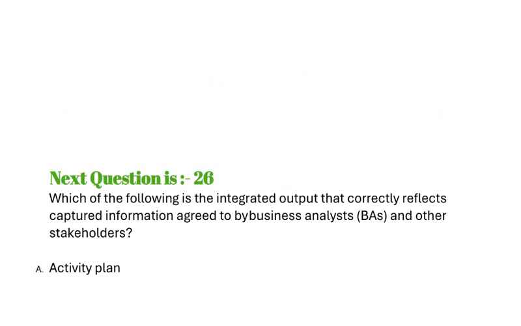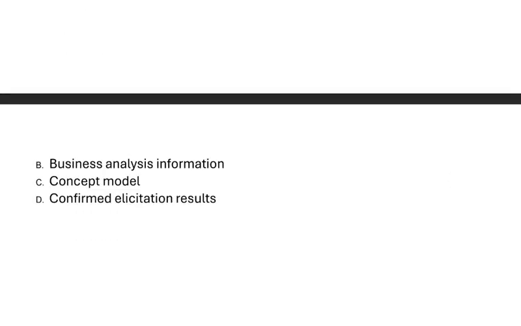Question is, which of the following is the integrated output that correctly reflects captured information agreed to by business analysts, BAs, and other stakeholders? Option A, activity plan. Option B, business analysis information. Option C, concept model. Option D, confirmed elicitation results. Correct answer is option D.